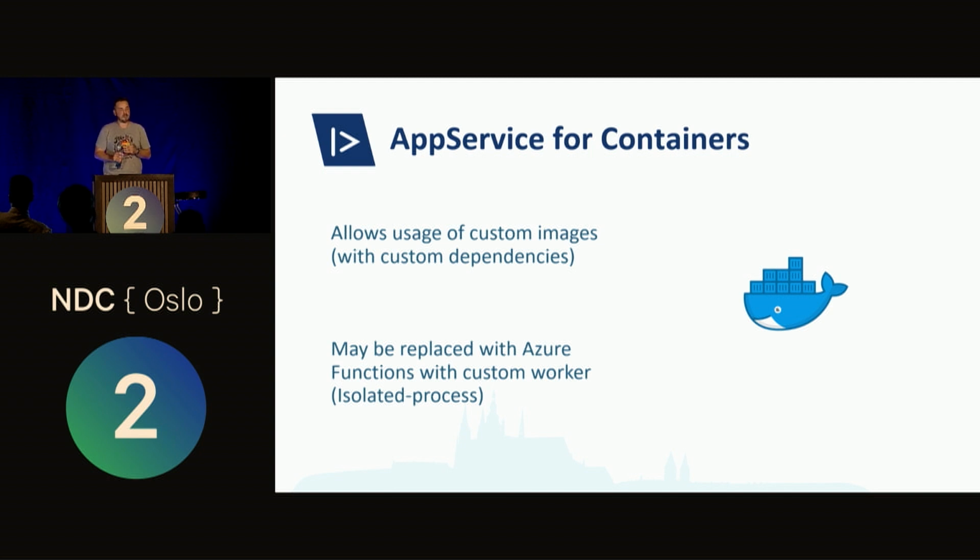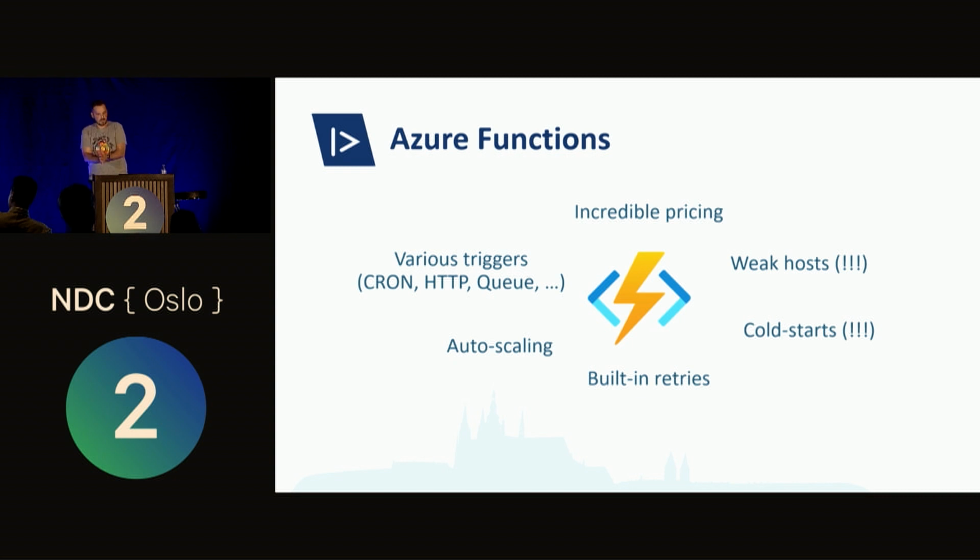And maybe in the future we will replace this one with Azure Functions with a custom worker. So probably we will be able to introduce our own dependencies without really having App Service for containers. Or the second thing is that we can end up with what's called Container Apps, which is new stuff for combining Docker and serverless on Azure. But Azure Functions, my favorite.